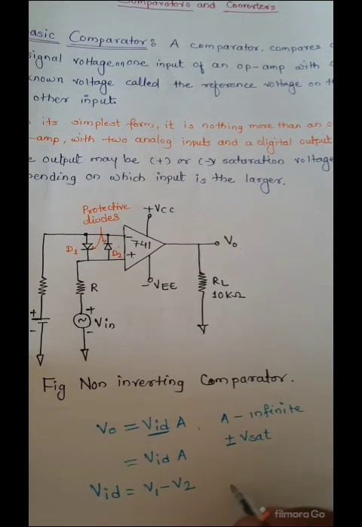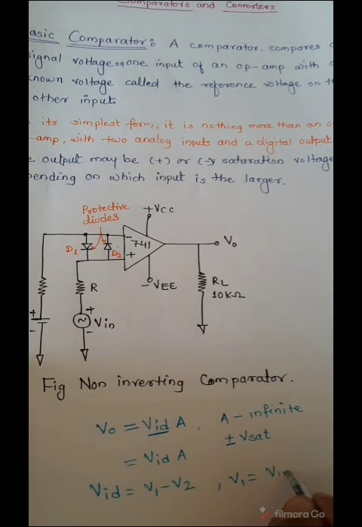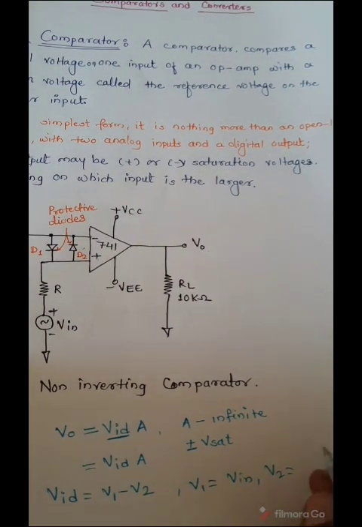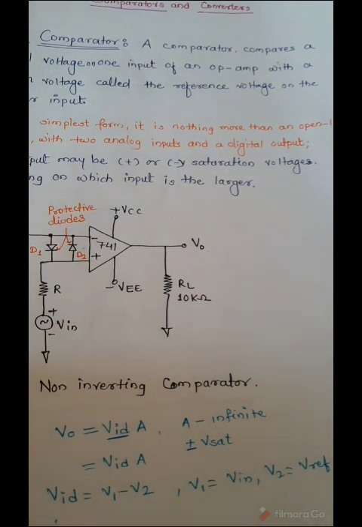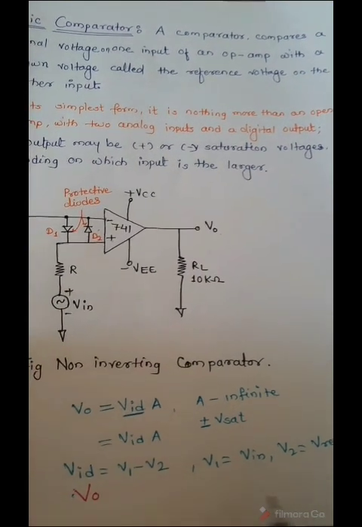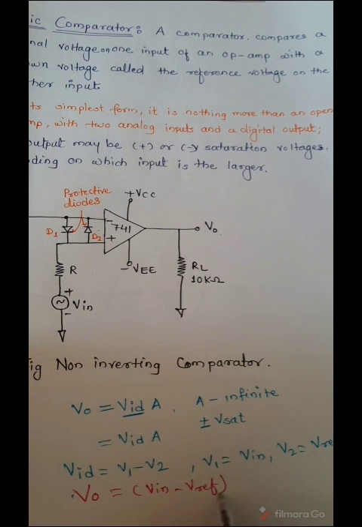Okay. So what is V1? V1 is Vin, the input voltage, and V2 is Vreference, the reference input voltage. Okay. So these two voltages will be compared. So the output voltage we can write here is V0 is equal to, now V1 is Vin minus Vreference, into its gain A. Okay. And A we know that it is infinity.